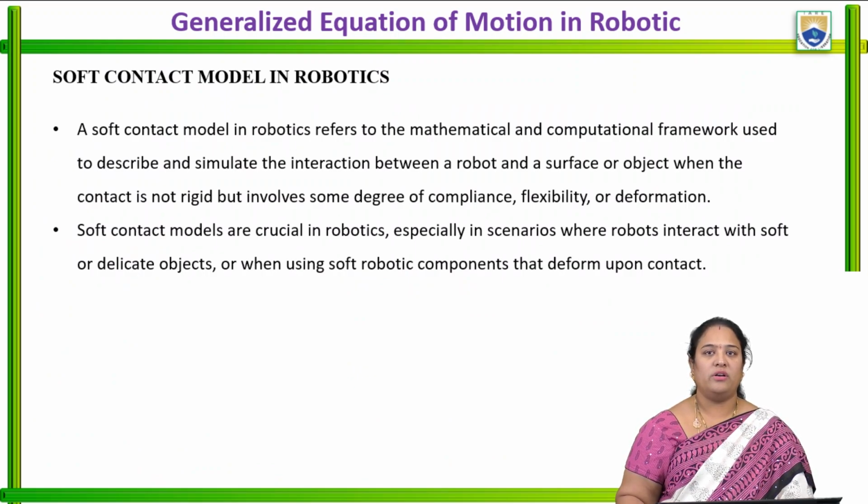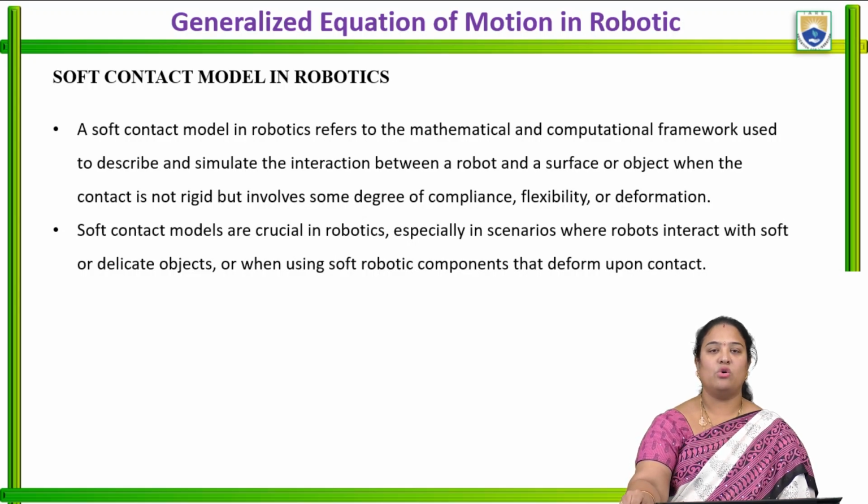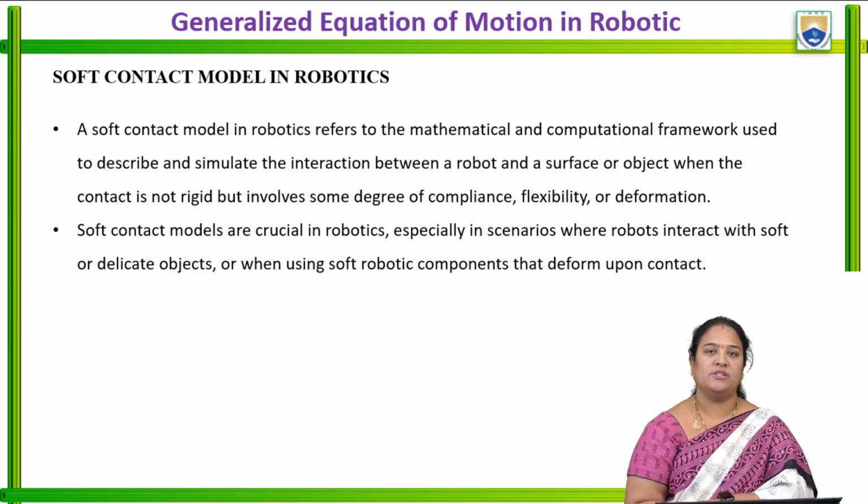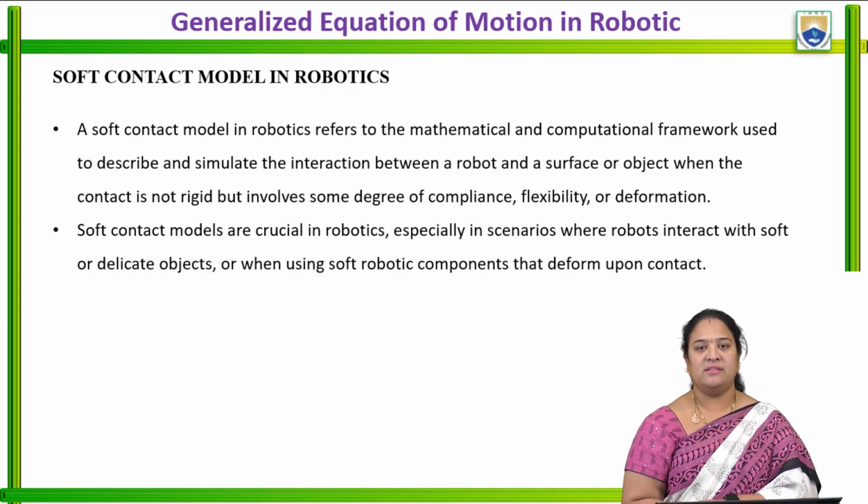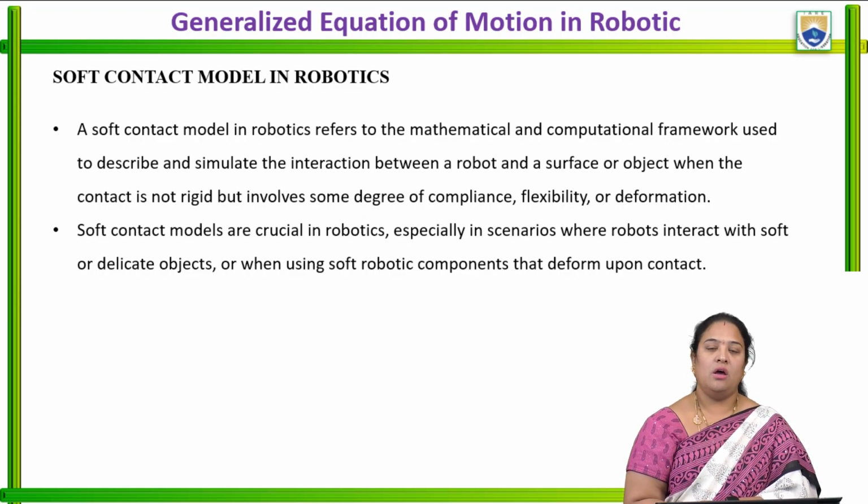Next is the soft contact model in robots. What do we mean by soft contact model in robots? We have already seen soft robotics. What do we mean by soft robotics? That is the end effector, whatever we are designing or constructing, where the material we are using is very soft. Generally we use soft robotics in healthcare centers or educational institutes, where the touch of that end effector will be soft.